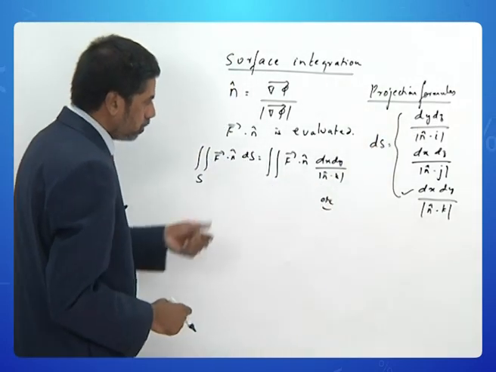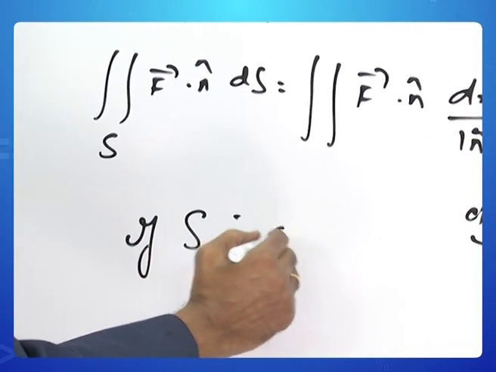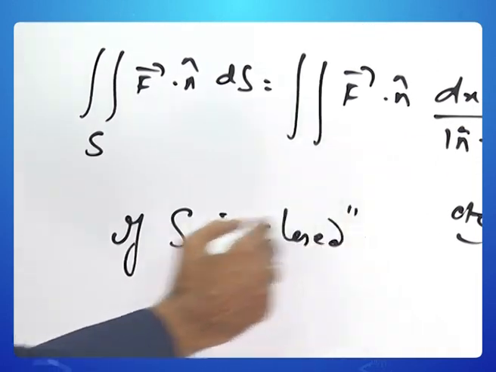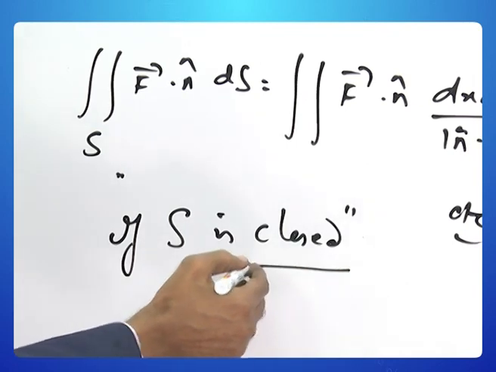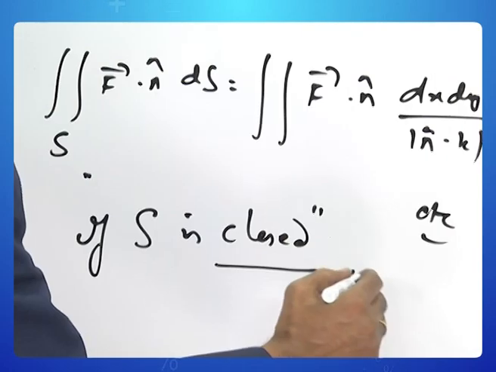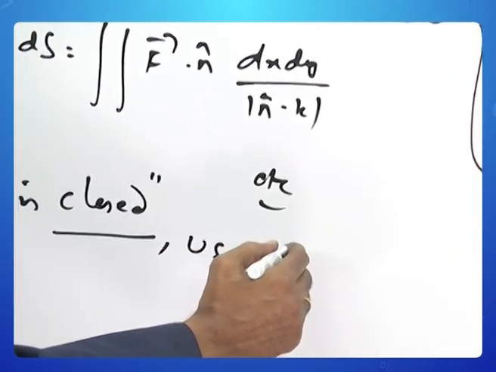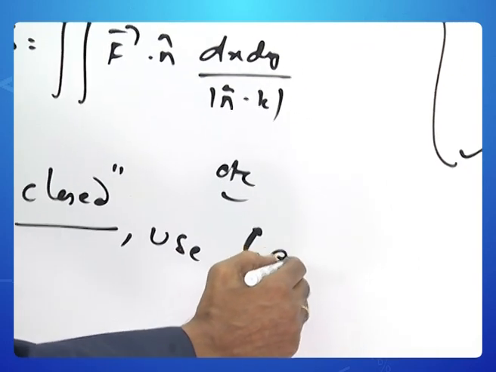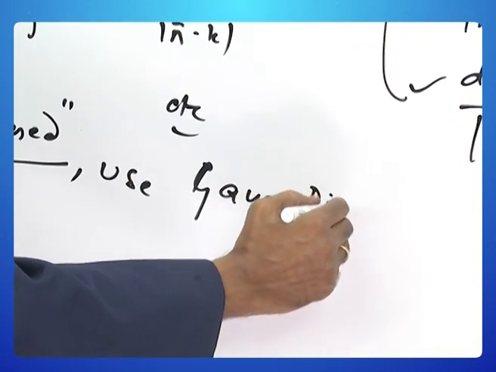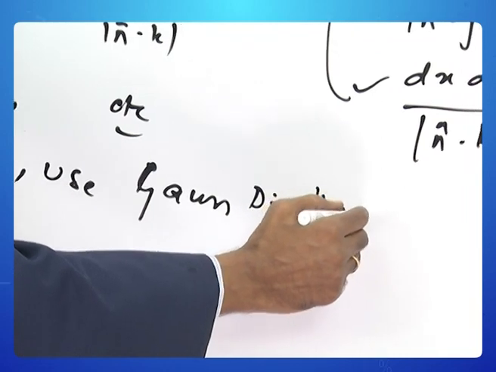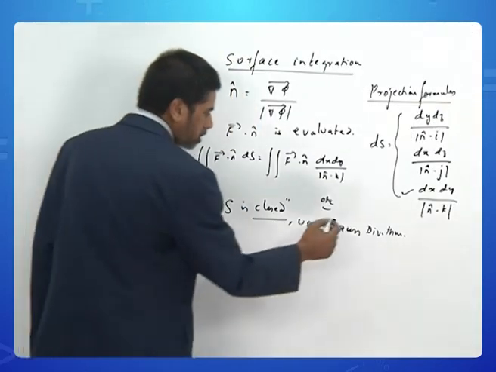Right. Now, if S is closed, this is the important situation. What do we do? Use the Gauss divergence theorem. What is this Gauss divergence theorem?